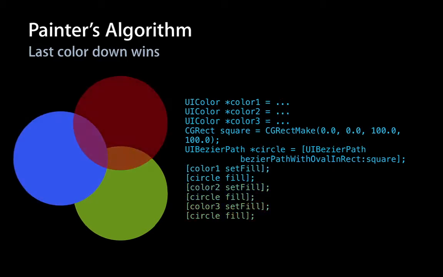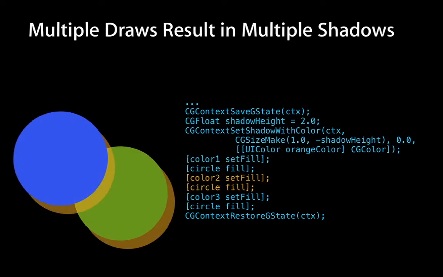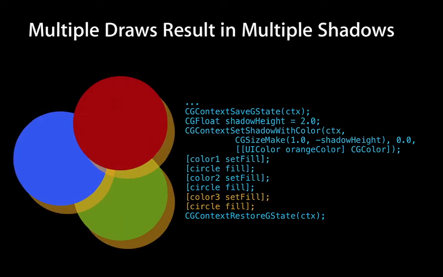So if you were to draw these 3 circles with 3 different colors, it would look like this. And since the red was the last thing to be drawn, that's the thing that you see on top. In the shadow case, and this is something that a lot of people get wrong and they don't know how to do it, which is why I wanted to make sure and put it in here. Our sample won't actually run into this problem, but it's a really common thing. We set the shadow, we draw those 3 circles, and the shadows look nothing like what we wanted them to look like. The shadows overlay.